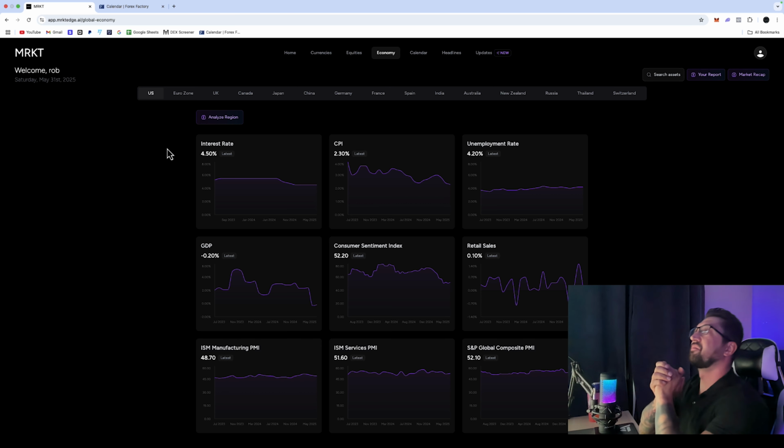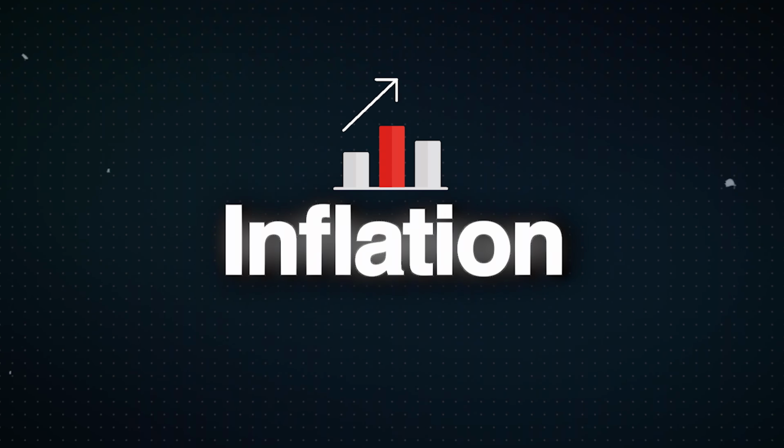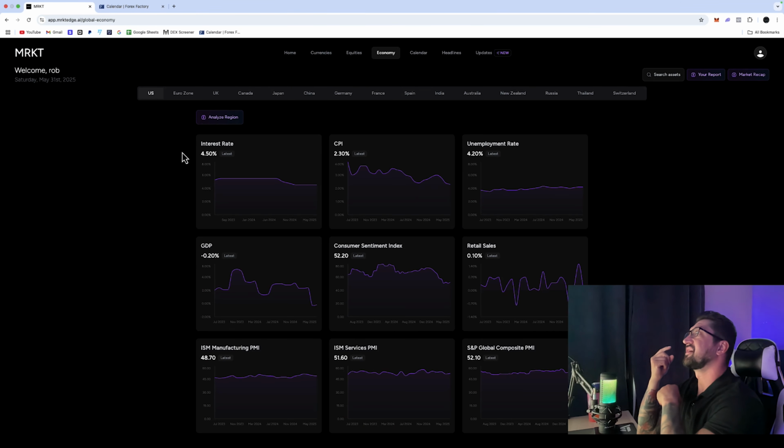So let's talk about what actually moves price. Right now, one of the main things we're dealing with is inflation, and one of the main things we're looking at is interest rates and jobs. We're only going to talk about the US dollar for now because that's the most important currency. It's the world reserve currency that ultimately drives the market.